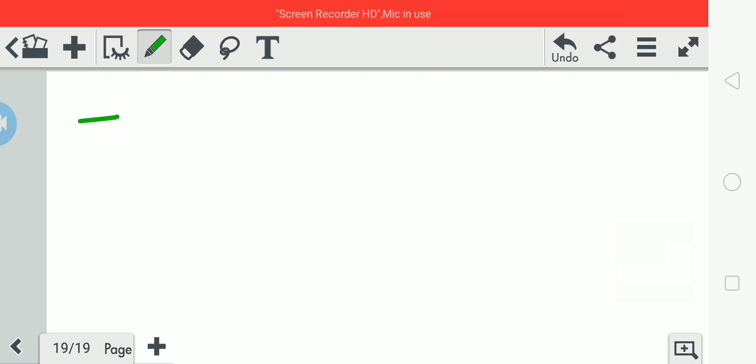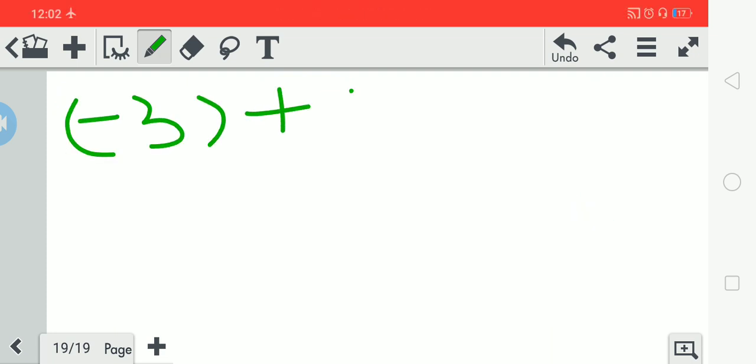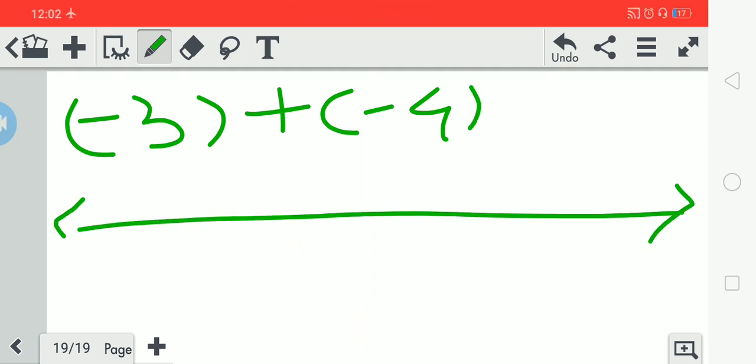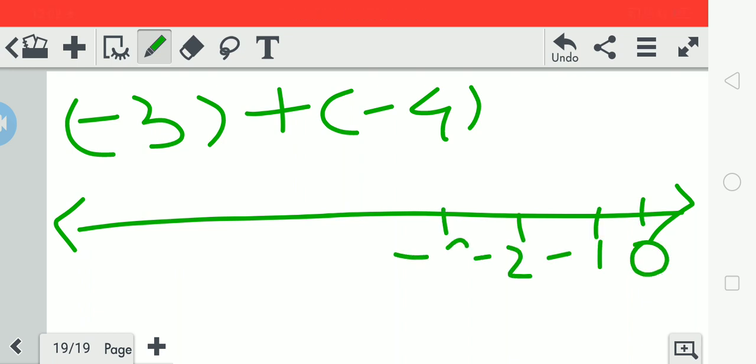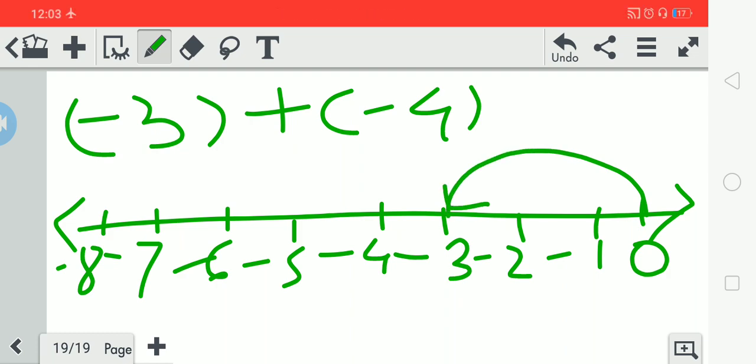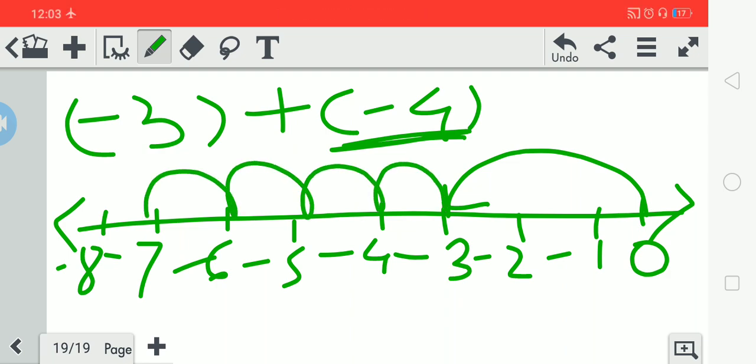I repeat the same question again. Minus 3 plus of minus 4. You will get clear. 0, minus 1, minus 2, minus 3, minus 4, minus 5, minus 6, minus 7 and minus 8, right? So the first number is minus 3, so take a move directly to minus 3. The second number is minus 4, minus means left move 4 times. 1, 2, 3, 4. So you will reach at minus 7. So the answer of this question is minus 7, right?